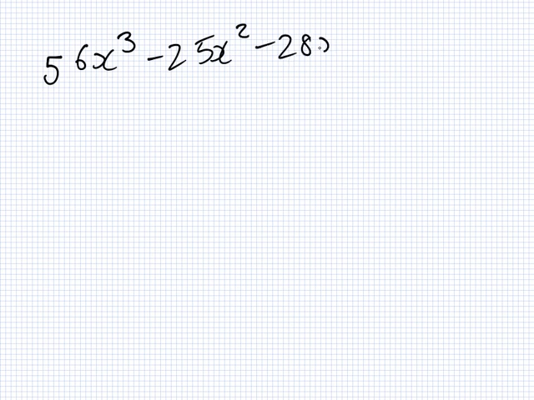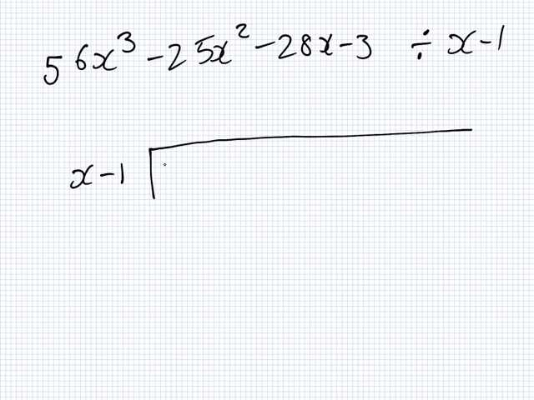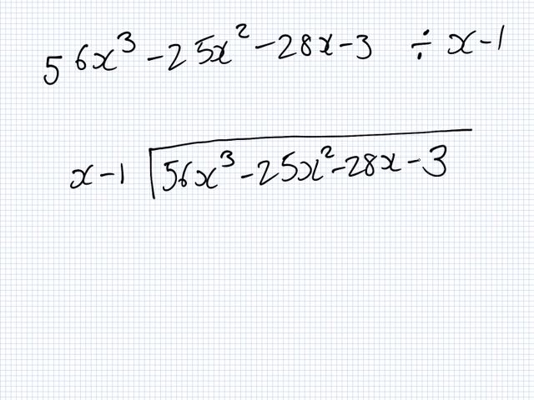Okay, so our first example, 56x cubed minus 25x squared minus 28x minus 3 divided by x minus 1. So x minus 1 divides into 56x cubed minus 25x squared minus 28x minus 3.